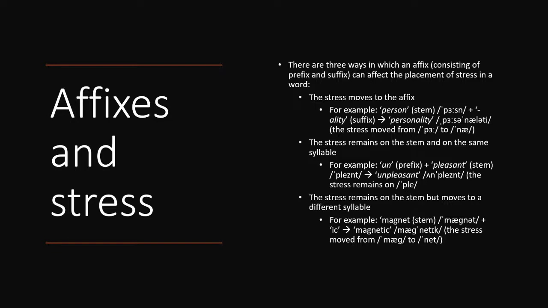Second is the stress remains on the stem and on the same syllable. For example, the stem pleasant, where the stress is on the first syllable, plus a prefix un becomes unpleasant. The stress remains on the syllable ple, which means the stress does not move and the affix un does not affect the stress placement in the complex word.